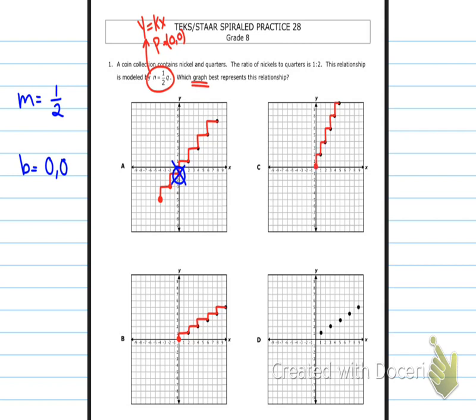So if I go check the pattern on C, notice it also does cross the origin. So C is a possibility. And then on D, notice that the pattern doesn't cross the origin. So it's between B or C. Now, m, 1/2, represents the rise over run. So which answer has a rise of 1 and a run of 2? Just remember, when I say rise, I mean up and down, and run is side to side. So notice B has a rise of 1, run of 2, and C has a rise of 2, run of 1.